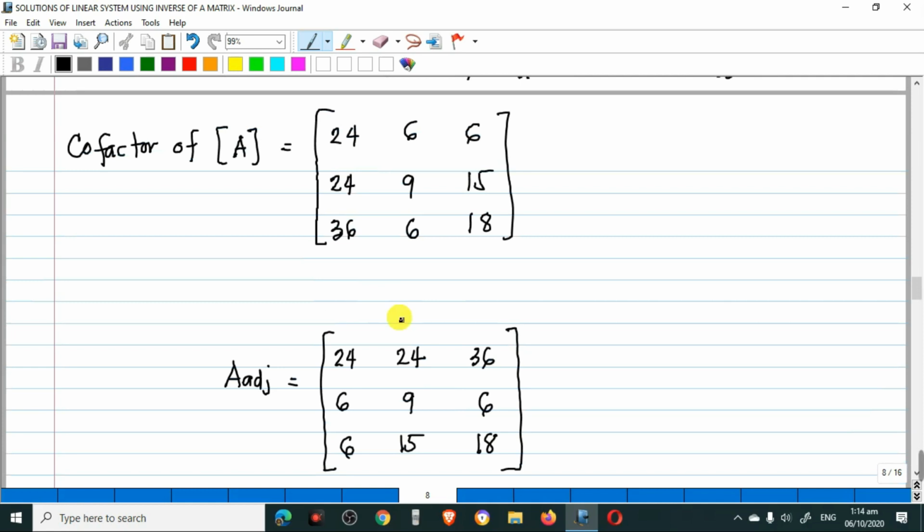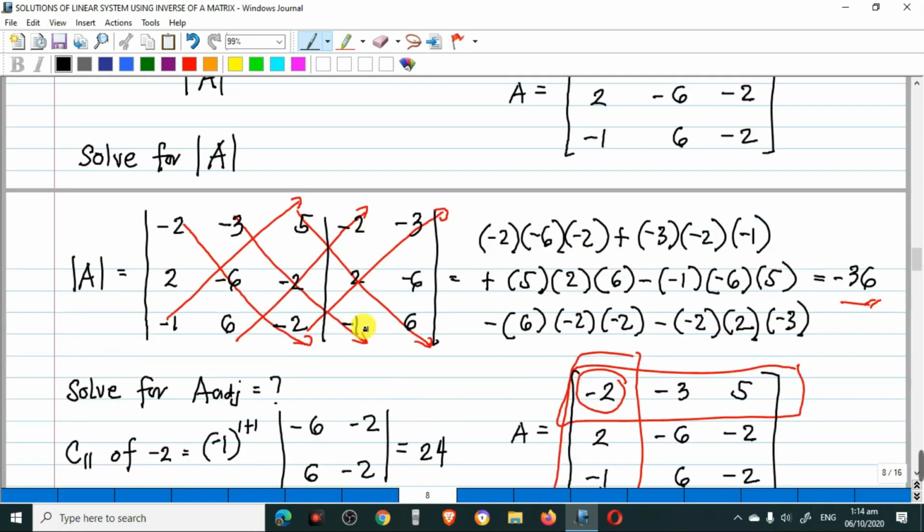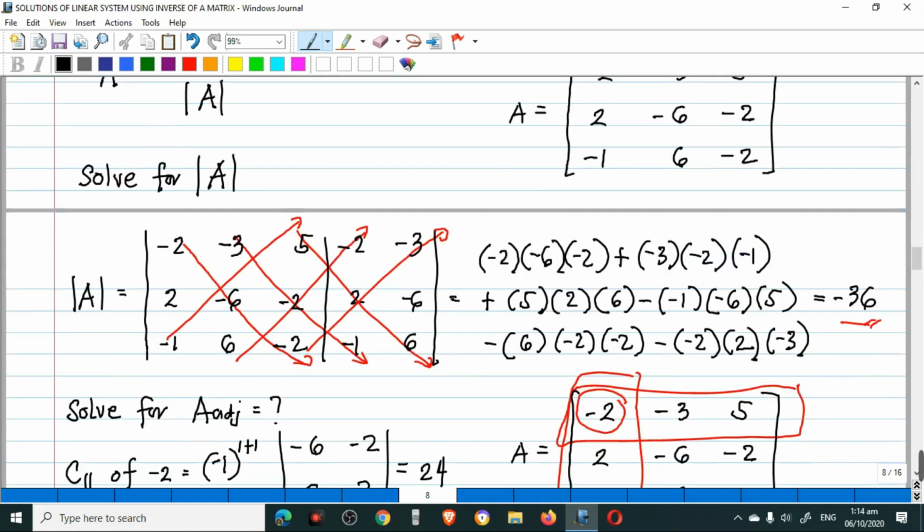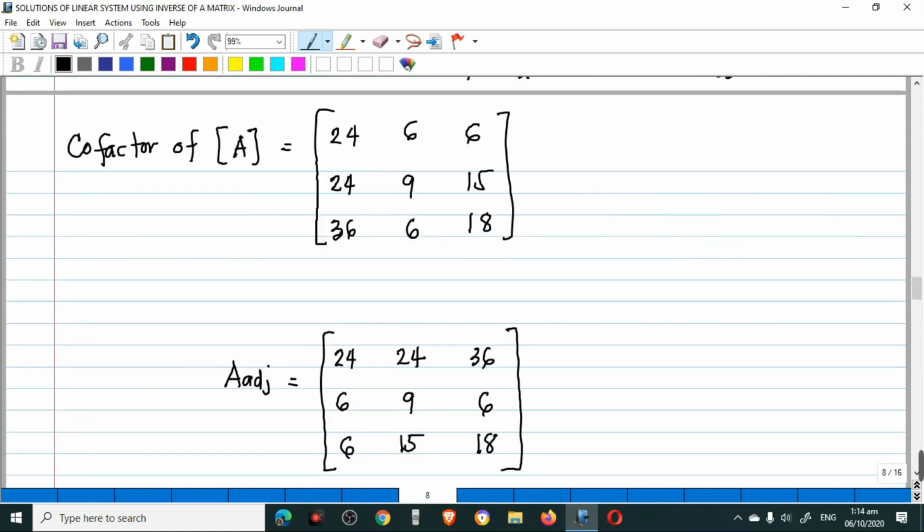Ito na yon. Okay? Your first column, that is your new first row. Yung second column mo, that is your new second row. Yung third column mo, that is your new third row. So that is our classical adjoint. Okay? Meron na tayong value ng classical adjoint and meron na tayong value ng determinants of the matrix A. Then we can solve already yung inverse of a matrix. Let us solve now the inverse of the matrix.